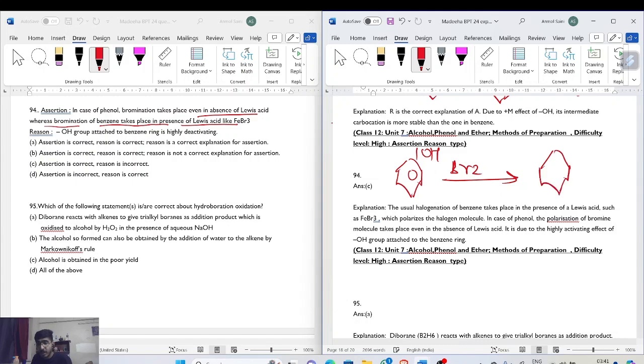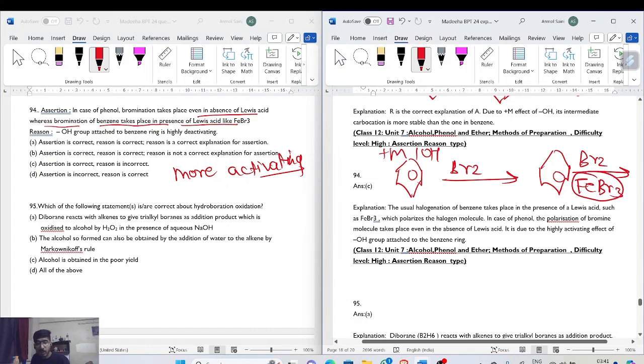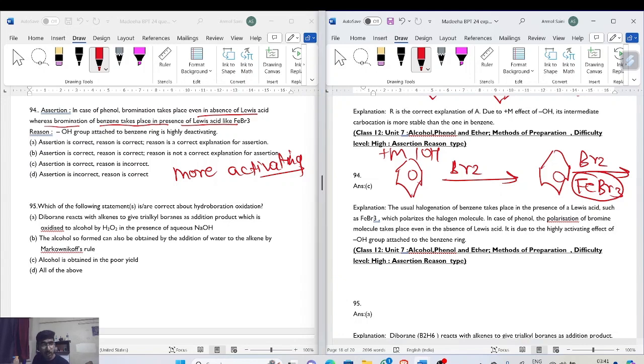But for benzene, we have to use Br2 in presence of Lewis acids such as FeBr3. This statement is correct, and the reason is the OH group attached to the benzene ring is highly deactivating. But the reason is wrong, because we have discussed that the phenol group is a more activating group due to the +M effect, and due to the more activating group, we do not require Lewis acids such as FeBr3. So the reaction can easily take place by phenol reacting with bromine. So the correct answer will be option number C, because assertion is correct but reason is incorrect.